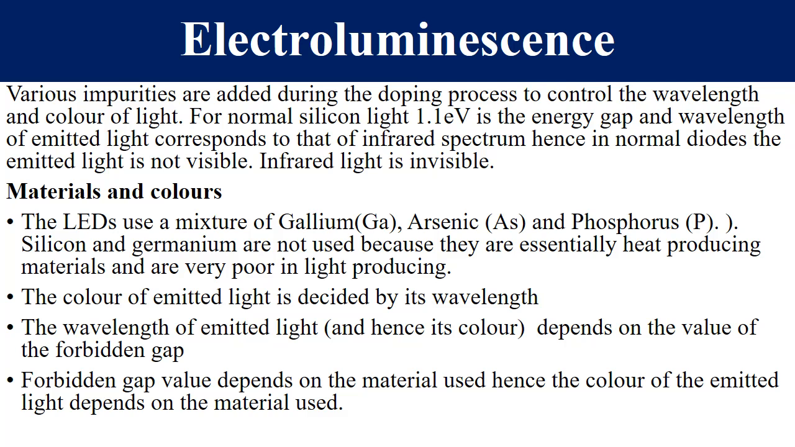And the next point says the color of emitted light is decided by its wavelength. This is a term which is mostly encountered in telecommunication. Never mind. Then the wavelength of emitted light depends on the value of the forbidden gap, because the value of the forbidden gap determines the energy or the amount of light released. Then the forbidden gap value depends on the material used. Hence, the color of the emitted light depends on the material used. I think this is a self-explanatory slide.